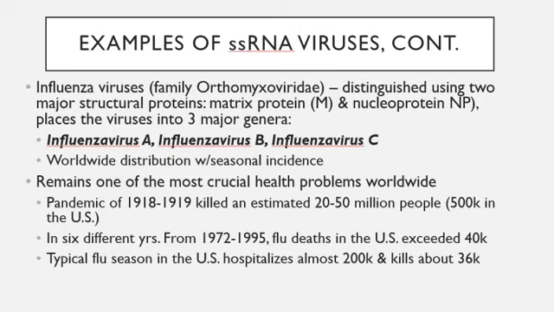There was a pandemic of 1918 to 1919 that killed an estimated 20 to 50 million people. In 6 different years from 1972 to 1995, flu deaths in the U.S. exceeded 40,000. A typical flu season in the U.S. hospitalizes almost 200,000 and kills about 36,000 people. So influenza is still a huge issue for the world population and even the U.S. population.